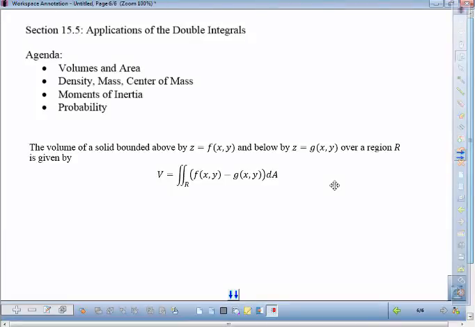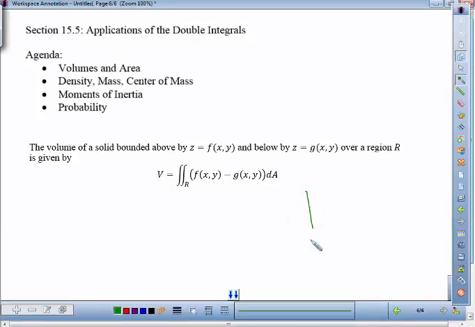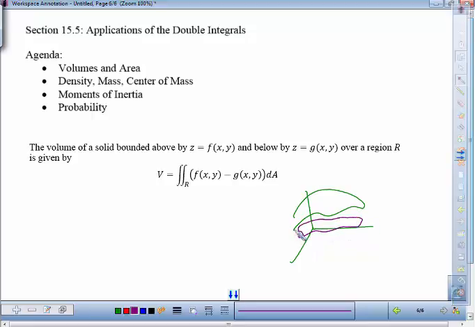So I won't do an example of this, but imagine you have one surface and then another surface down below that's not necessarily the XY plane, and on the XY plane you have your region, whether it be a rectangular region or some other region, and then you can find all the space here. The volume of the space can be given by the difference between the top surface and the bottom surface over that region.